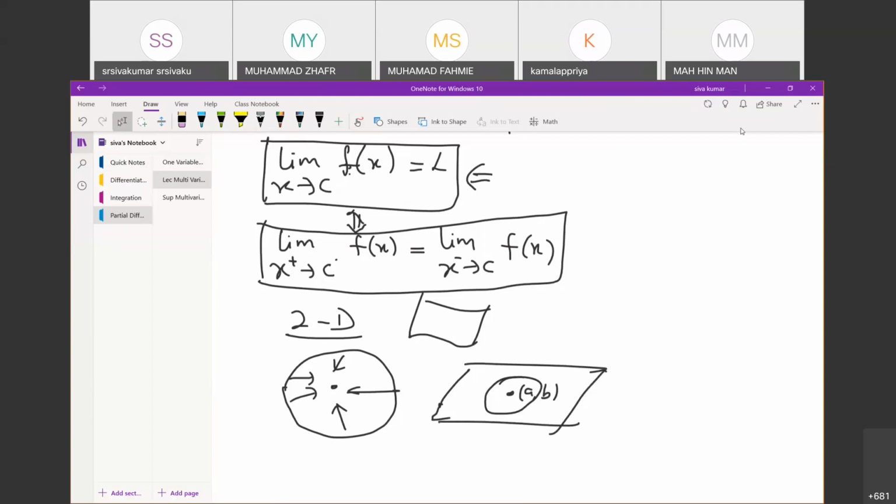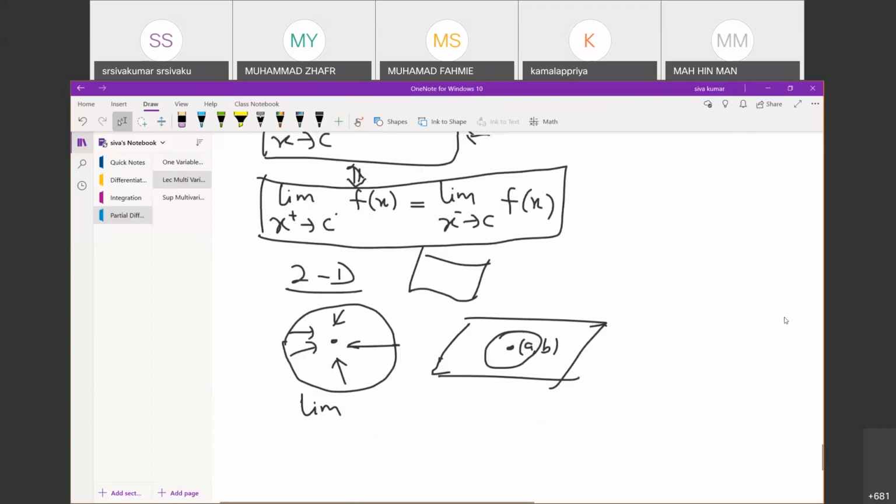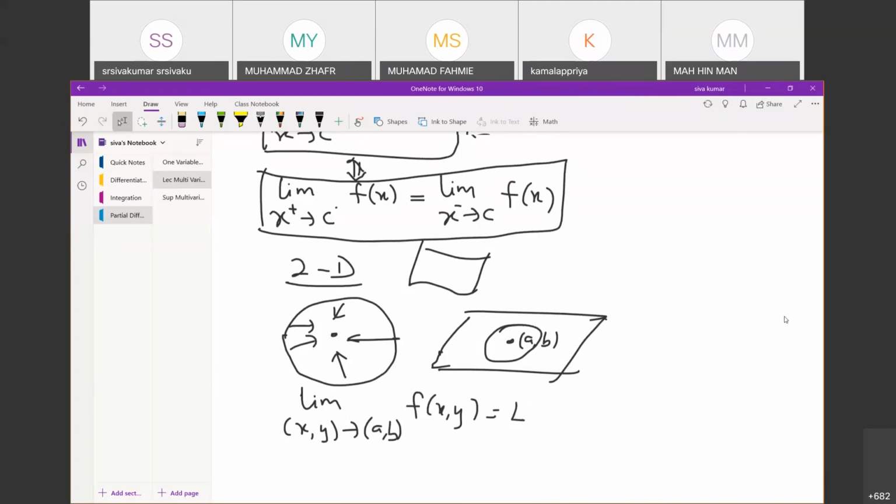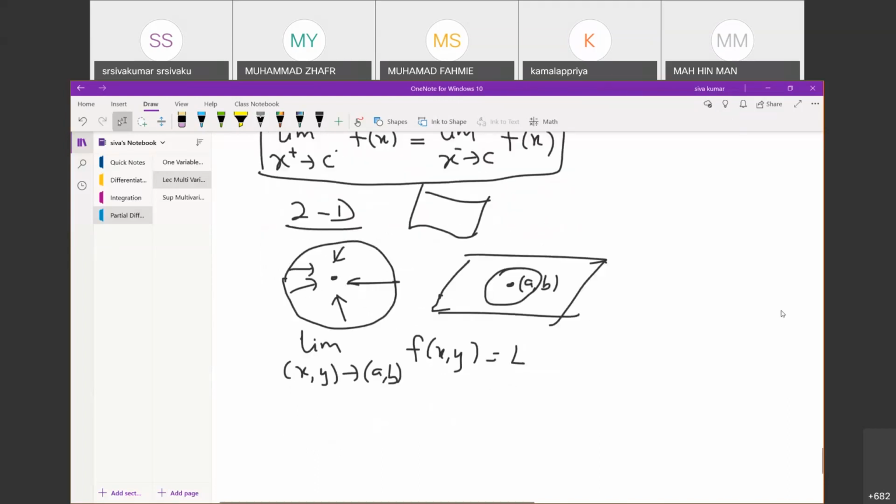Therefore, the definition becomes limit of (x, y) approaching (a, b) of f(x, y), and whether you see L or not. Why is it so important? Why is it so important?